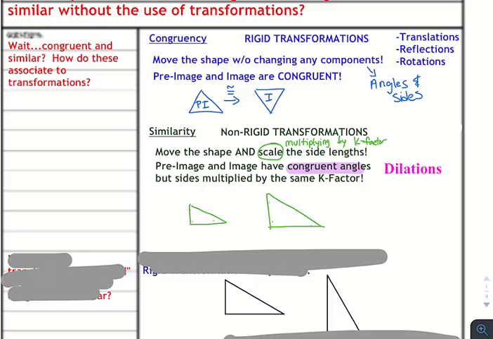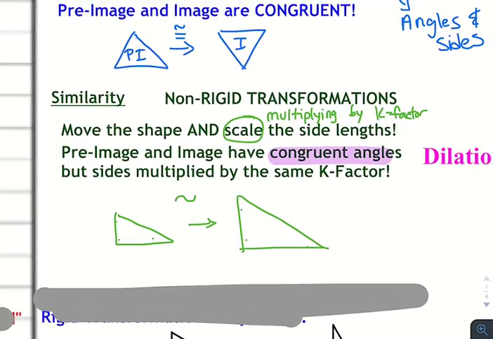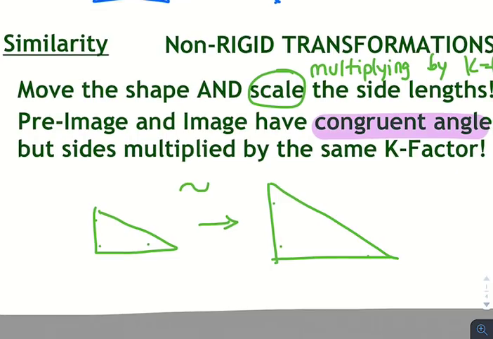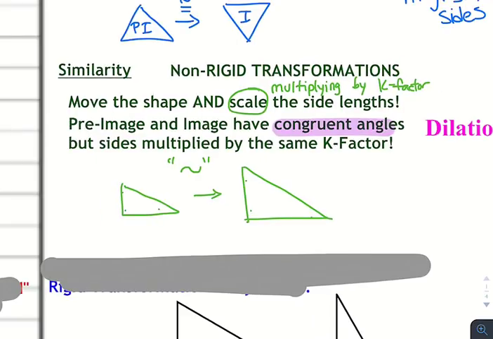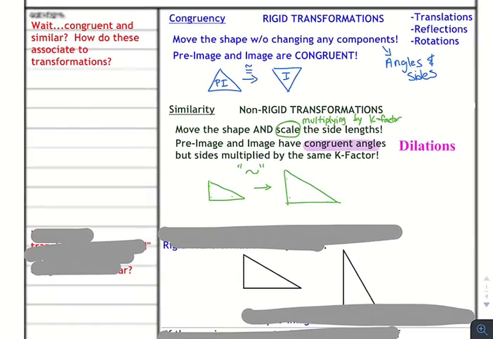Now, similarity, we should also note, has a symbol, and we'll talk about this more later, but in terms of similarity, we're actually just going to use a single squiggle. And so you might notice that symbol is also in the congruency symbol above the equality, but for similarity, that's going to be our symbol that we'll use, and we'll see it again in the near future.